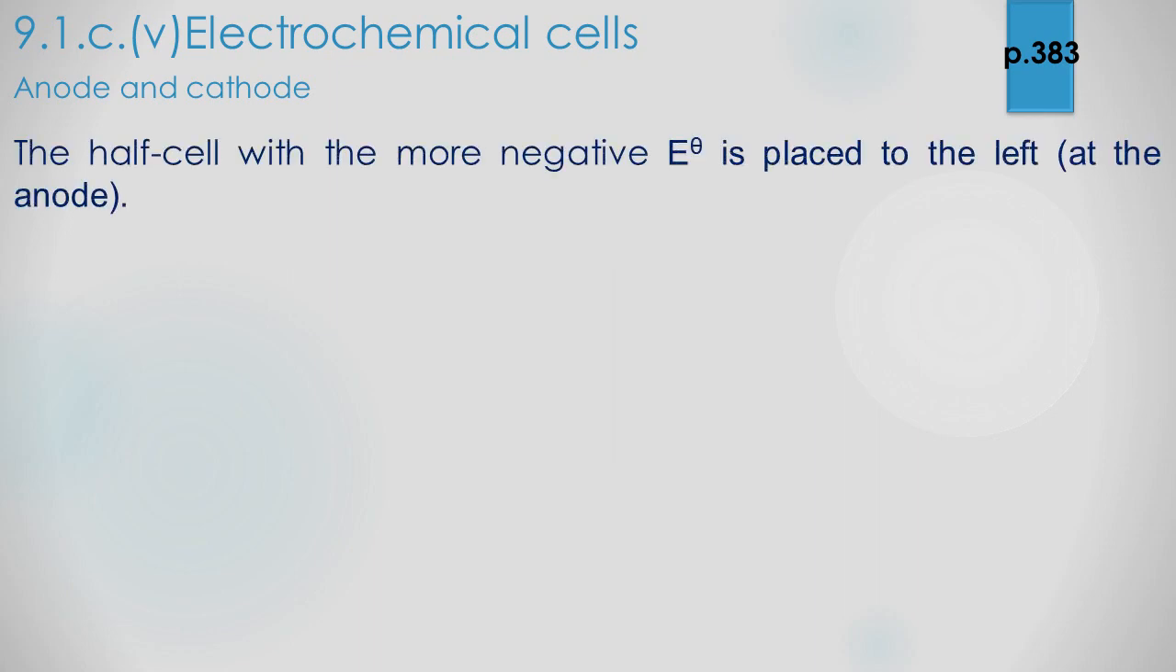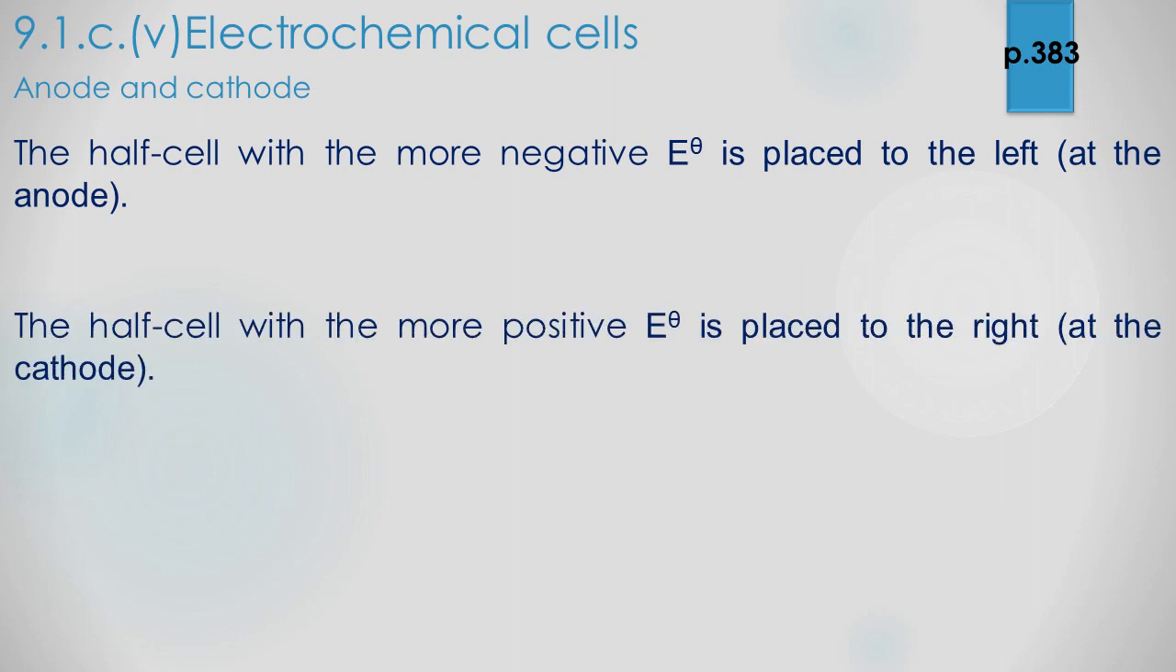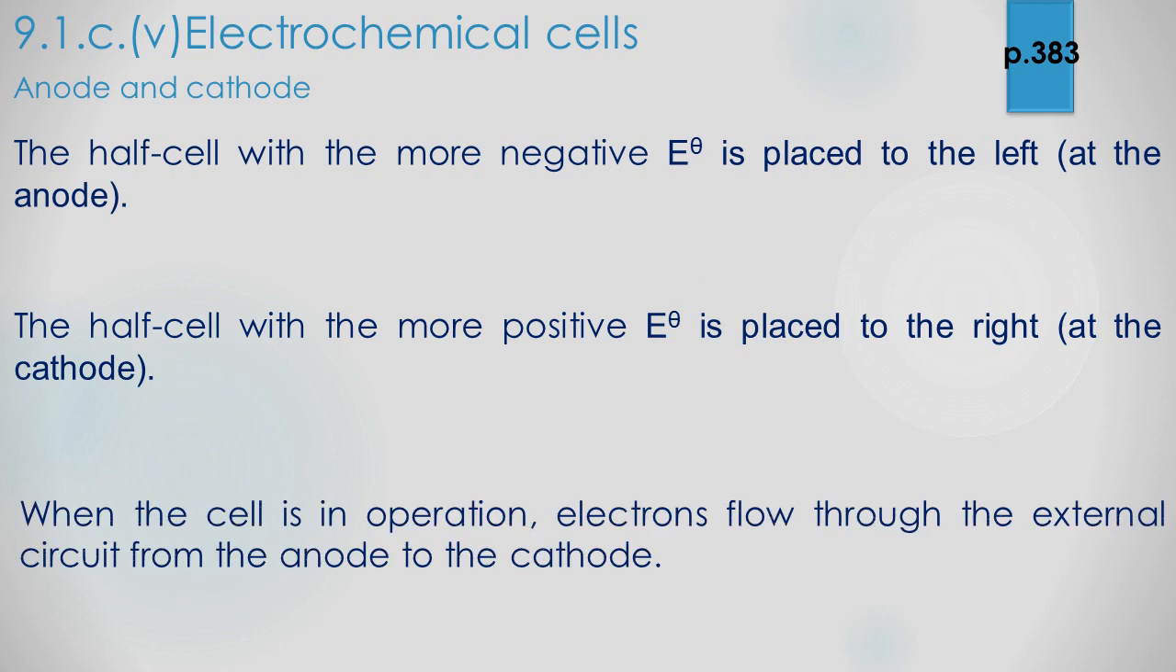The half cell with the more negative E0 is placed to the left, which acts as the anode. The half cell with the more positive E0 is placed to the right, which acts as the cathode. When the cell is in operation, electrons always flow from the anode to the cathode. So this will give you a hint which half cell has to be placed at the anode and which at the cathode, just by comparing the values of the E0s of each metal and metal ion.